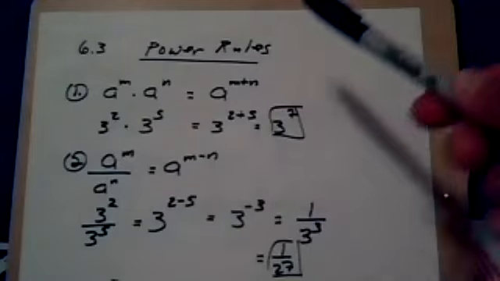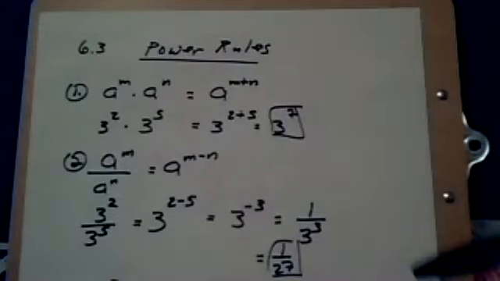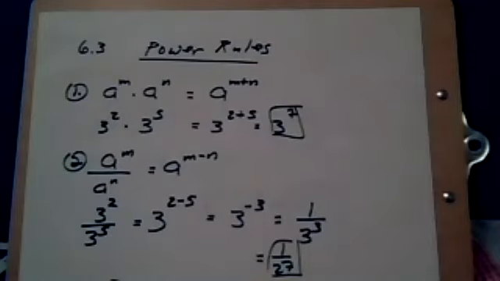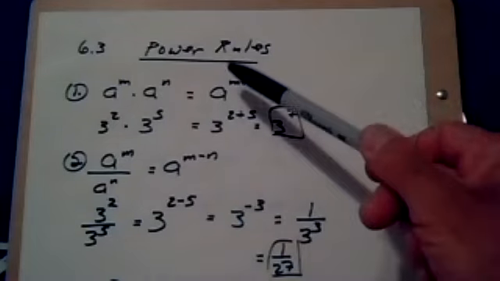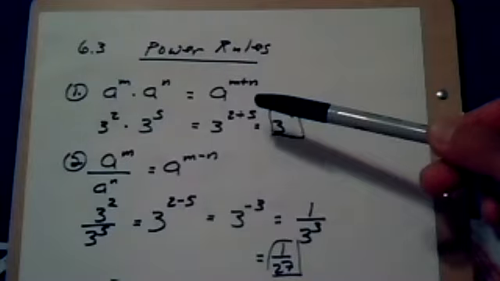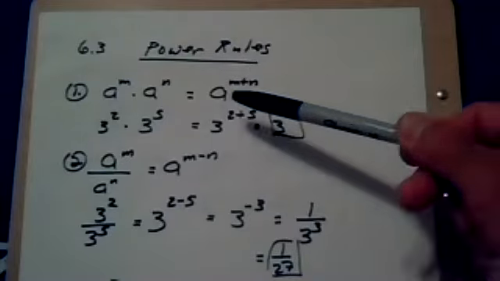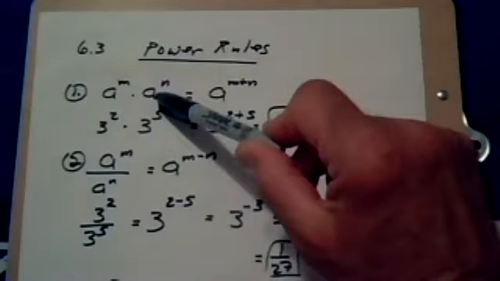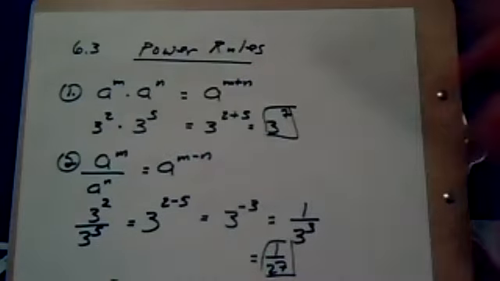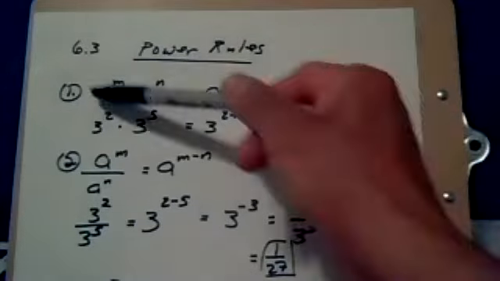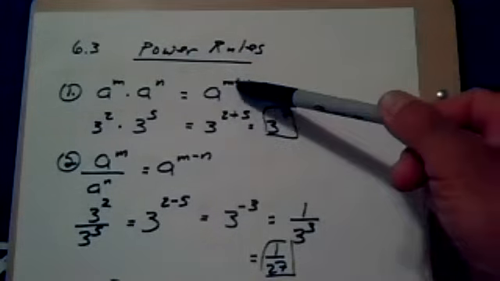These are power rules. If you have a raised to the m times a raised to the n, you get the answer by writing the a one time and adding the exponents. A very important thing to remember here is that for this rule to work, you have to make sure the bases, the bottom number here, are the same. This doesn't work if these two bases are not the same. But if they're the same and you're going to multiply these two powers, you add the exponents. Here's an example.